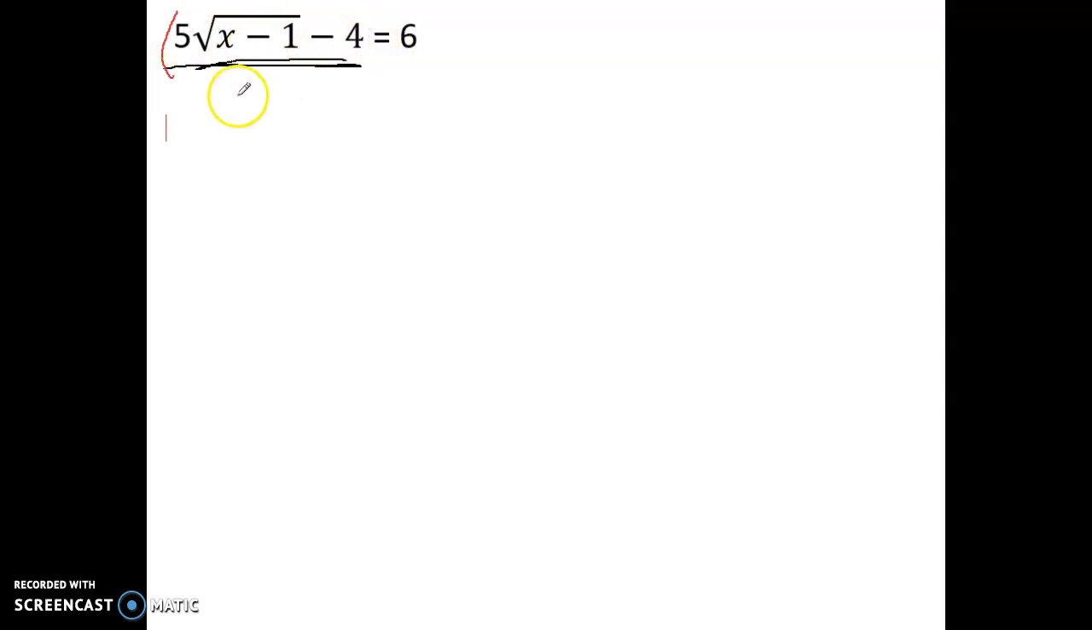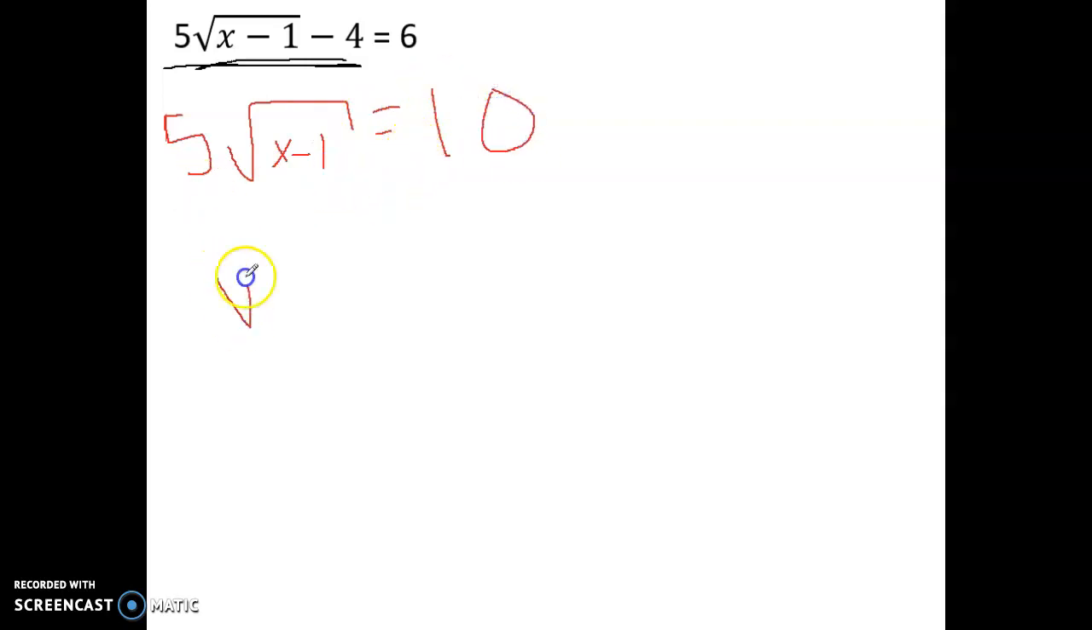What you want to do is try to get the square root part alone by itself and then square both sides. So to do that, add 4 to both sides. We're going to start with that, and you add 4 to both sides. Next, you want to divide both sides by 5.